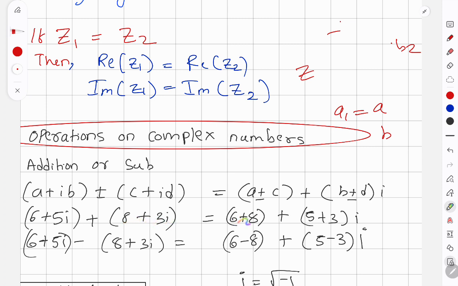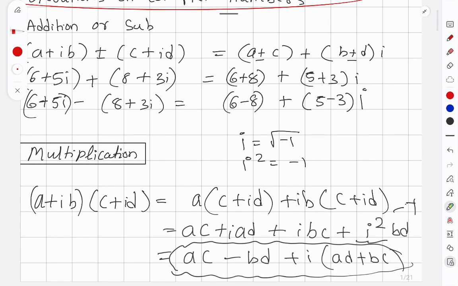So you can add 6 plus 8 for the real part, and 5 plus 3 for the imaginary part. You add the imaginary parts together and the real parts together. Similarly, for subtraction, you can subtract the real parts and subtract the imaginary parts. That's the basic algebraic operation of complex numbers.